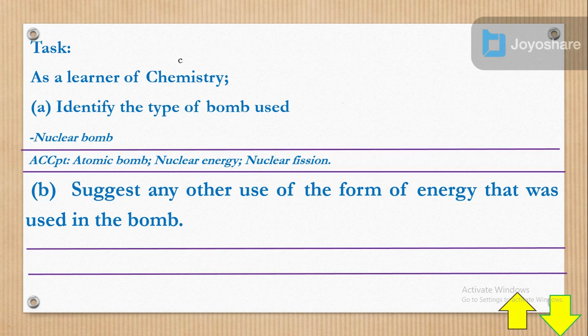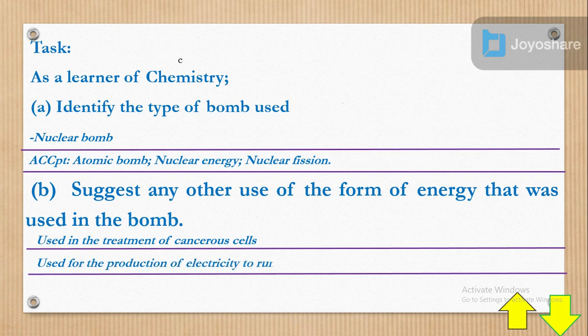Let's get part B. In part B we are going to see the function. Is there any use of nuclear energy, in simple terms? That is what we are looking at here. Let's go and see. So we shall say used in the treatment of cancerous cells, then also used for the production of electricity to run industrial machines.